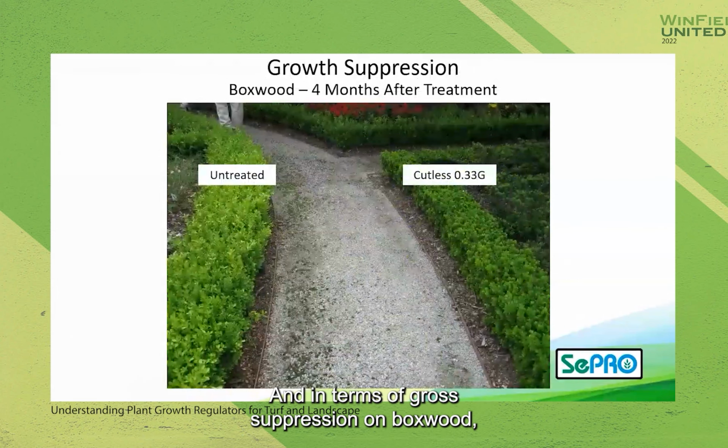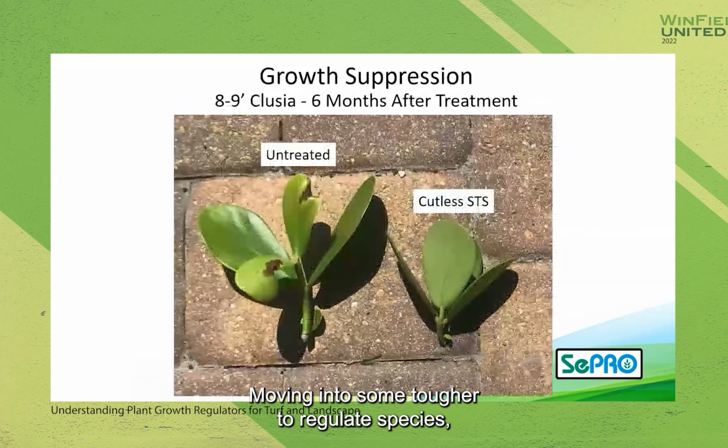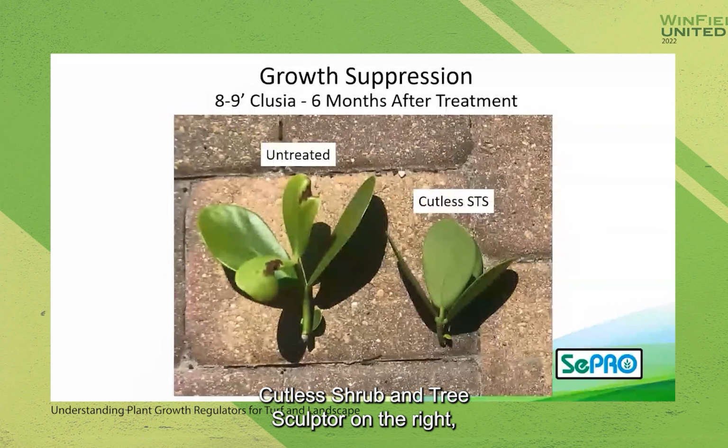And in terms of growth suppression on Boxwood, this is 4 months after treatment, untreated on the left, Cutlass 3.3G on the right. Obviously it hasn't been trimmed in 4 months. Moving into some tougher to regulate species, Clusia, again a South Florida species, untreated on the left, Cutlass Shrub and Tree Sculptor on the right. You can see the smaller leaves and shorter internodes.